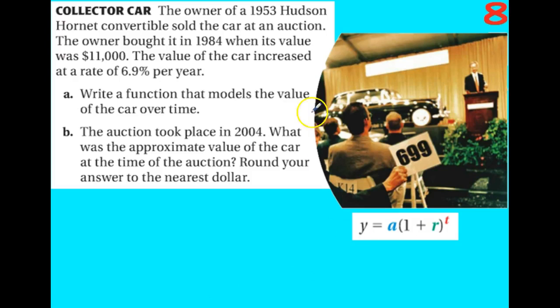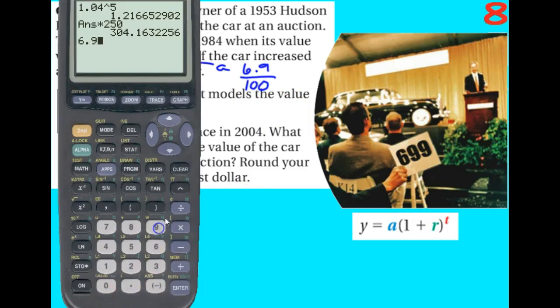Last one is exactly the same. It says the owner of a 1953 Hudson Hornet convertible sold the car at an auction. The owner bought it in 1984 when its value was $11,000. So this was our initial investment, our A. The value of the car increased at a rate of 6.9% per year. Okay, that's 6.9% out of 100%. So if you're not sure, well, 6.9 divided by 100, as a decimal, would be 0.069.